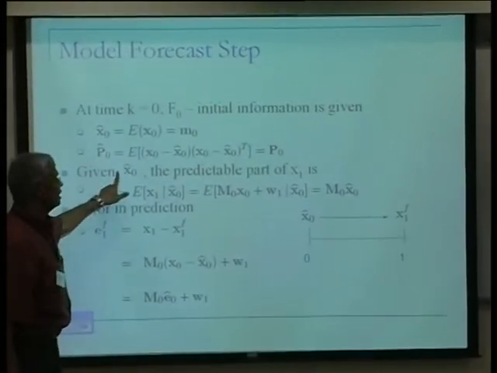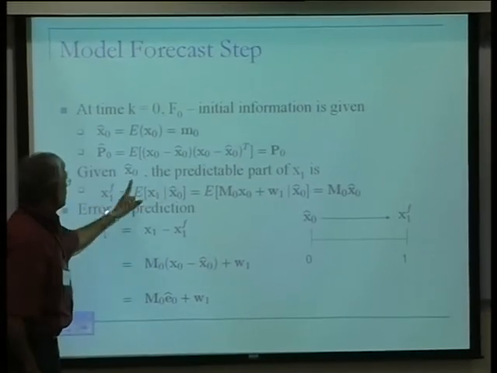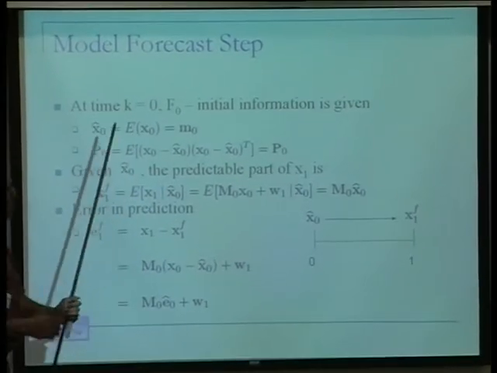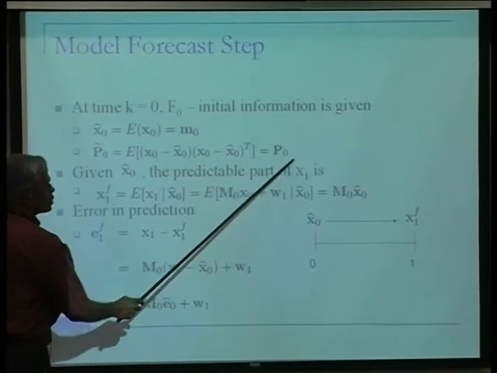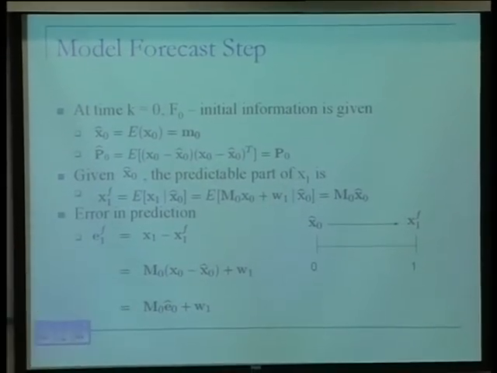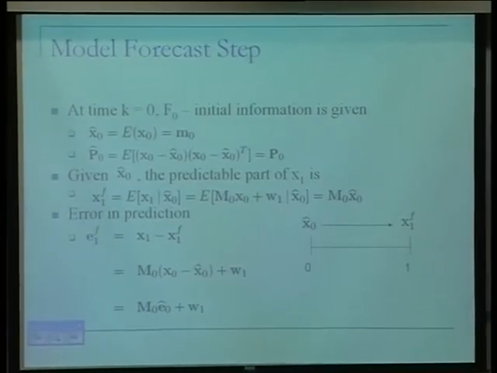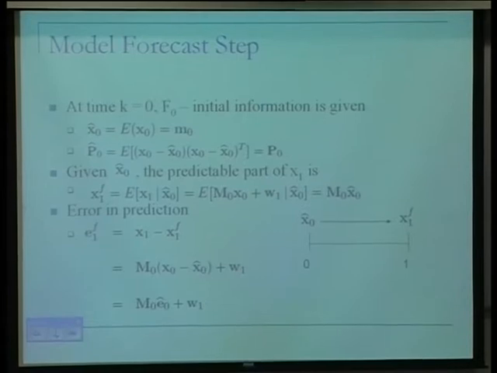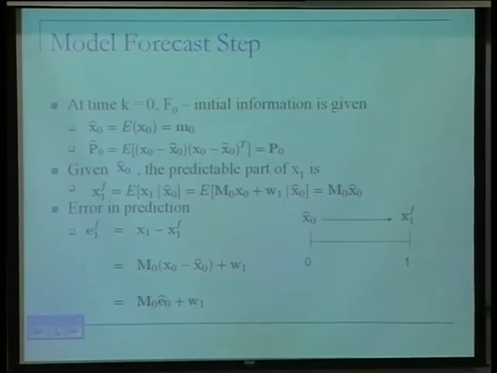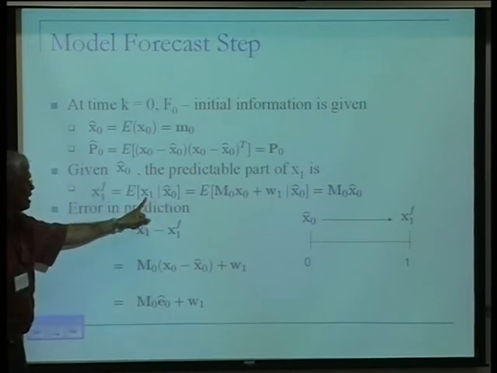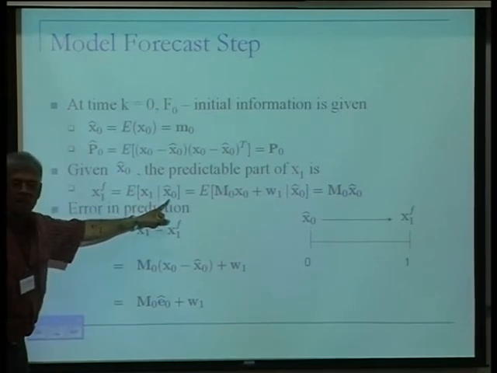So given x naught, now my model, if I give this to my model, the model can pull it out. So x1 is the output of the model, and what is x1? x1 is equal to M times x naught plus w1. So w1 is a random variable, so this is the random state. So I would like to understand what is the predictable part of this. That's what's called the forecast. x1f is the conditional expectation of x1 given x naught.